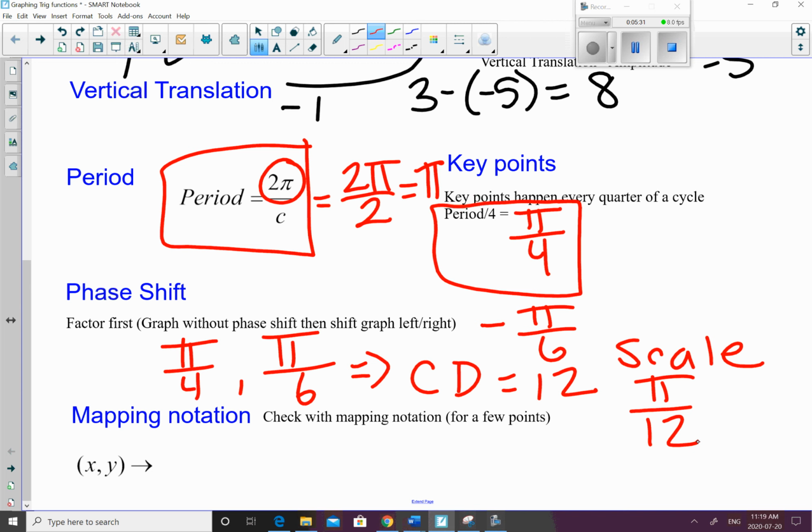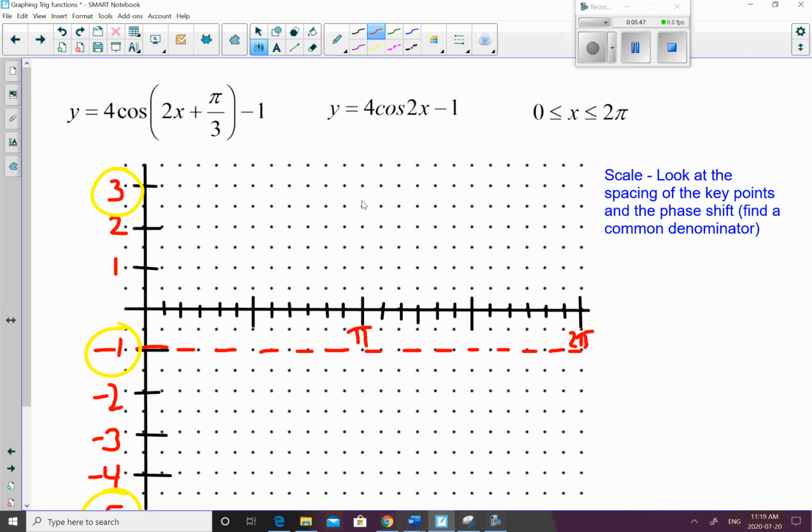So just think of this as a quarter and a sixth. Your common denominator that would work nicely would be 12. So that's good for the scale that you're setting up. So then what I'm going to do on my graph, because I want to be really precise here, is start at 0, because it asked me up here to graph between 0 and 2 pi.